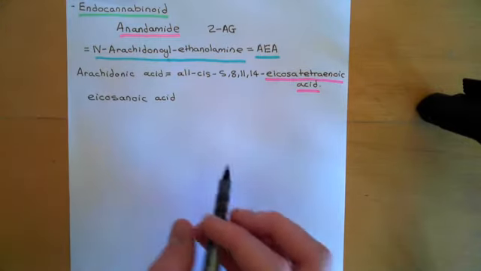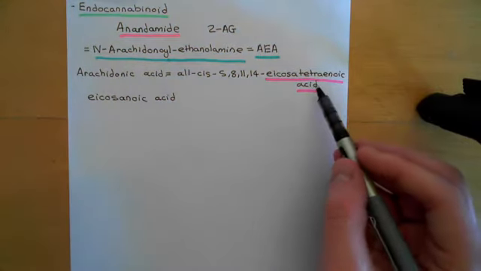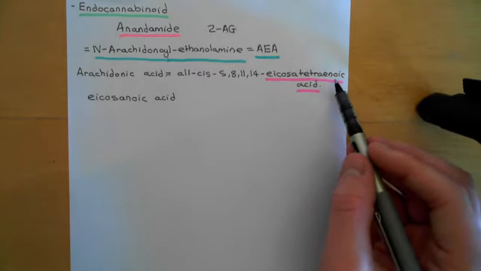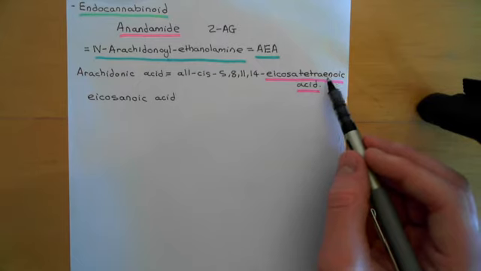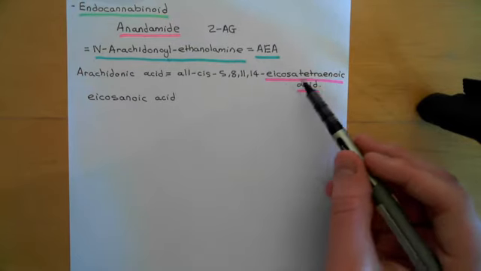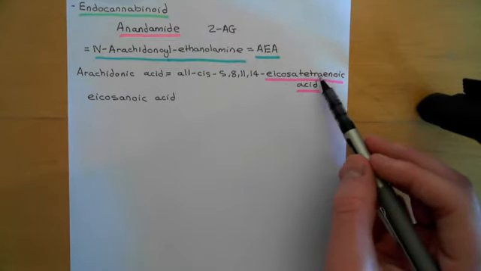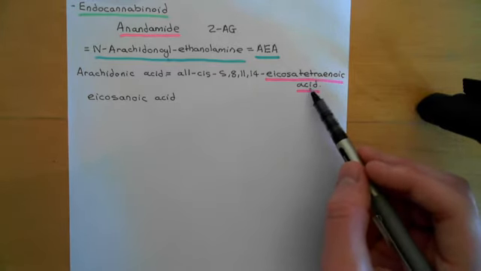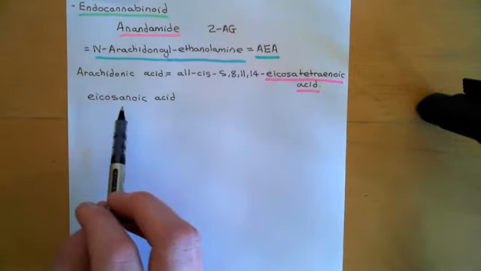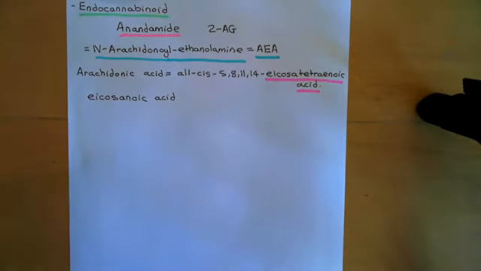Okay, but we don't want icosanoic acid, we want icosatetraenoic acid. Now what that means is that 4 of the bonds in this 20 carbon carboxylic acid are not single bonds, they're double bonds. So this is not going to be a fully saturated carboxylic acid, unlike icosanoic acid. Instead it's going to have 4 double bonds. Okay, now where are those double bonds going to be?